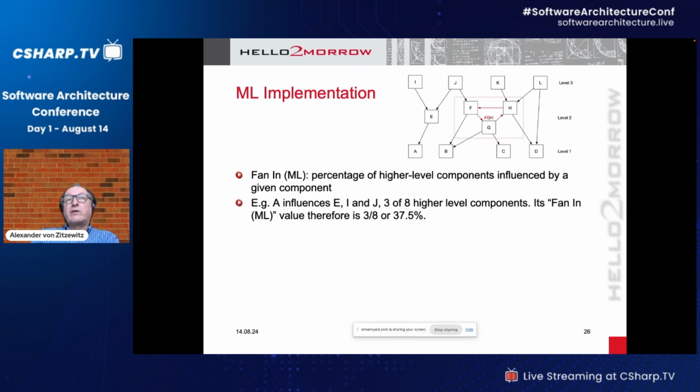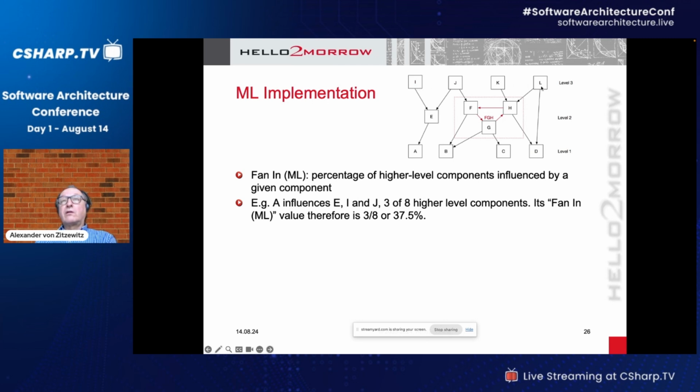So let's calculate that fan-in, for example, for node A. A is used by E directly and by I and J indirectly. So 3 nodes are using us. 3 nodes of 8 nodes in higher levels means 3/8, a 37.5% value of fan-in MLL for node A. For node E, the value is 50% because E is used by I and J, and that is 2 nodes out of 4 nodes which are in higher levels. So 50% for E.